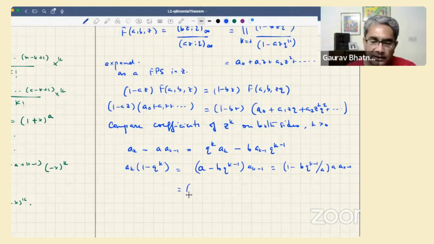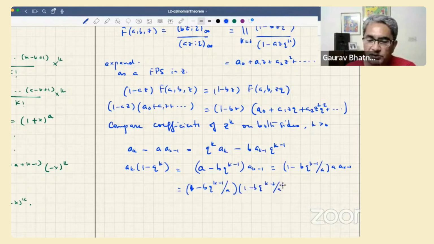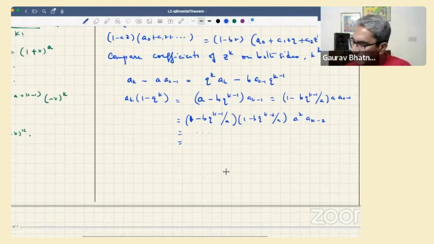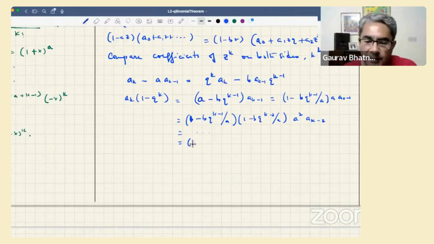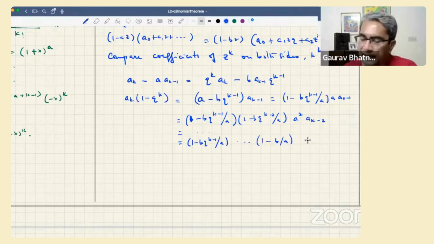So then you can iterate it. So 1 minus bq to the k minus 1 over a, 1 minus bq to the k minus 2 over a, square, a_(k-2), and so on, till you get to the last step. Keep reducing powers till you reach 1 minus b over a, and there will be k of them, and you have a0. And sorry, there is a denominator here.